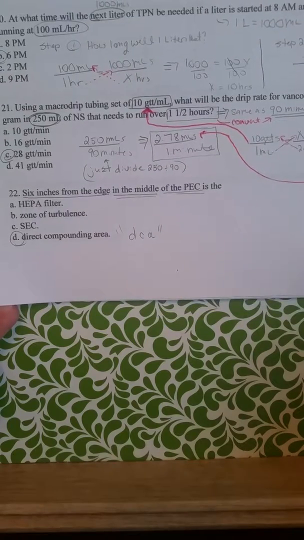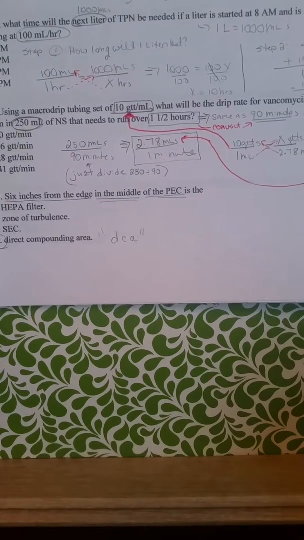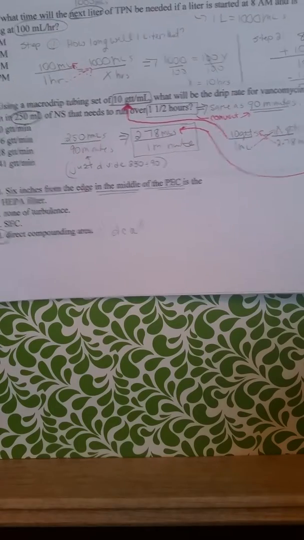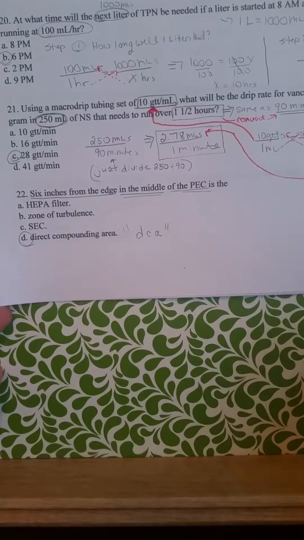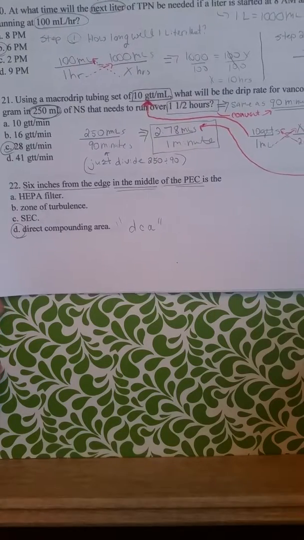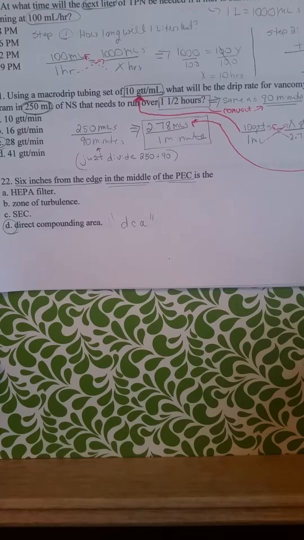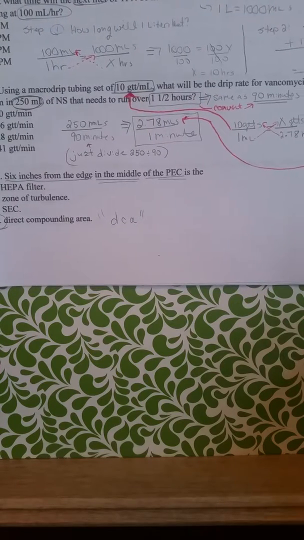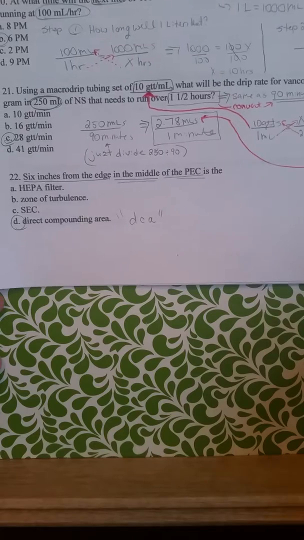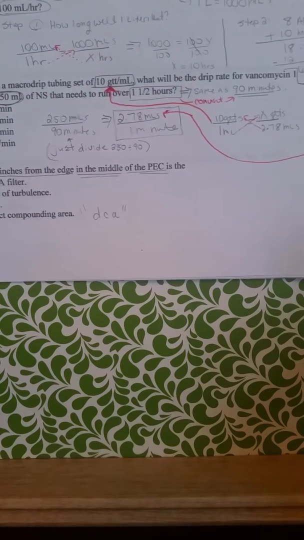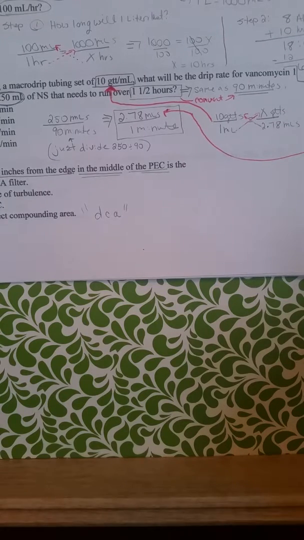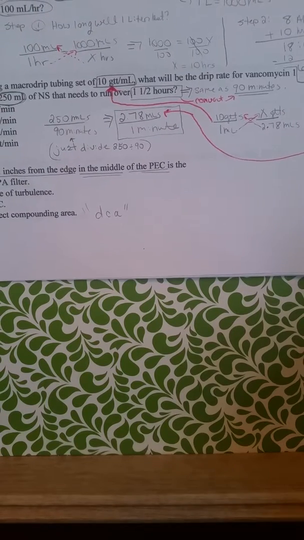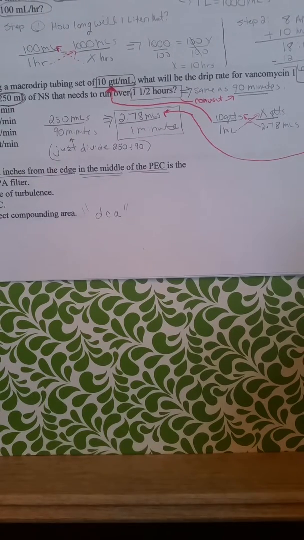Using a macro drip tubing of 10 drops per ml, what will the drip rate be for vancomycin, 1 gram into 250 ml of normal saline that needs to run over 1.5 hours? So let's convert our 1.5 hours to minutes, because we know our answer is going to be in minutes. So that's going to be 90 minutes. Then we're going to say we have 250 mLs over 90 minutes. Just divide 250 mLs by 90, which gives you 2.78 mLs over 1 minute.